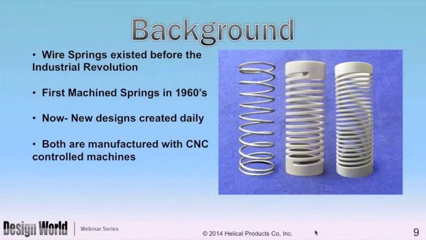Again, they both have the same rate, but they cannot be compressed the same amount. And as you'd guess, the wire spring can be compressed much more because of geometry availability than the other two machine springs.